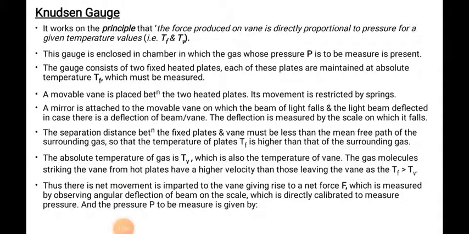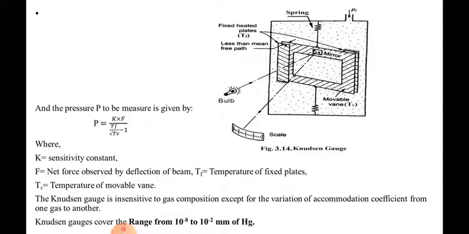The pressure P to be measured is given by P equals K into F divided by the quantity Tf divided by Tv minus 1, where K is the sensitivity constant, F is the net force observed by deflection of the beam, Tf is the temperature of the fixed plate, and Tv is the temperature of the movable vane.